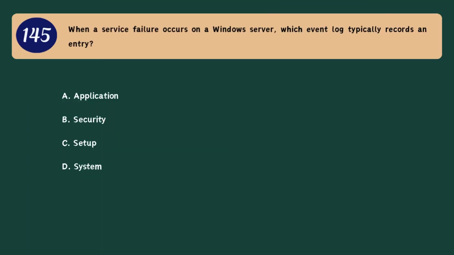Question 145. When a service failure occurs on a Windows server, which event log typically records an entry? A. Application. B. Security. C. Setup. D. System.